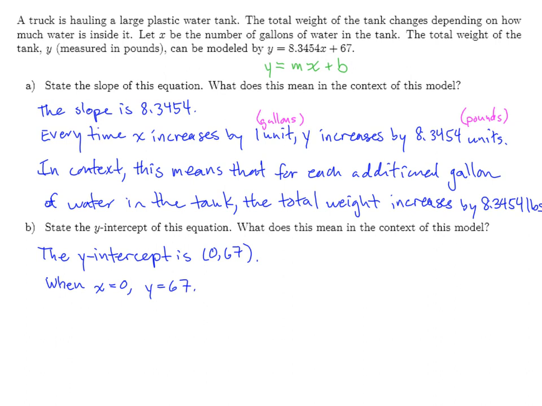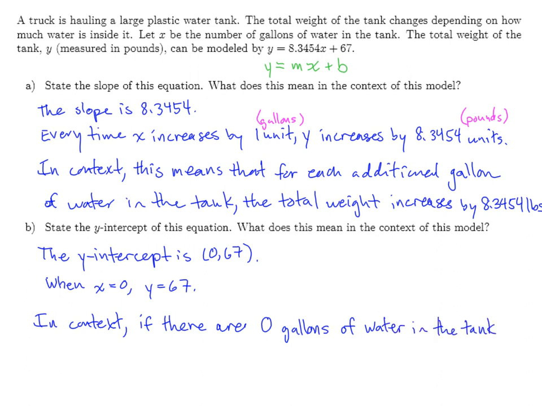And so in context, that means that when there are 0 gallons of water in the tank, the total weight of the tank is 67 pounds. And so that's telling us the weight of the tank, in this case, without any water in it. I'll summarize that then. In context, if there are 0 gallons of water in the tank, the total weight is 67 pounds.